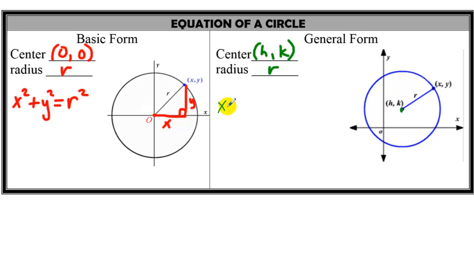It's going to be x minus the h coordinate of the center, and that is going to be squared. Plus, the same thing for y. We're going to take y minus the y coordinate of the center, which is k, and that's going to be squared. And that's set equal to r squared, just like it is from before. So the h and the k are the center of the circle.